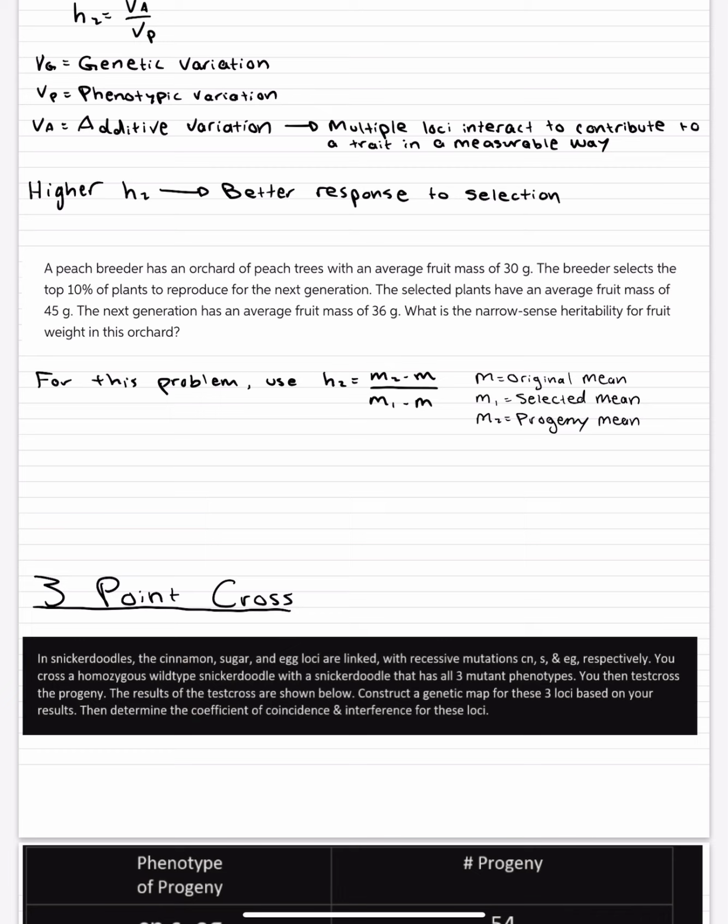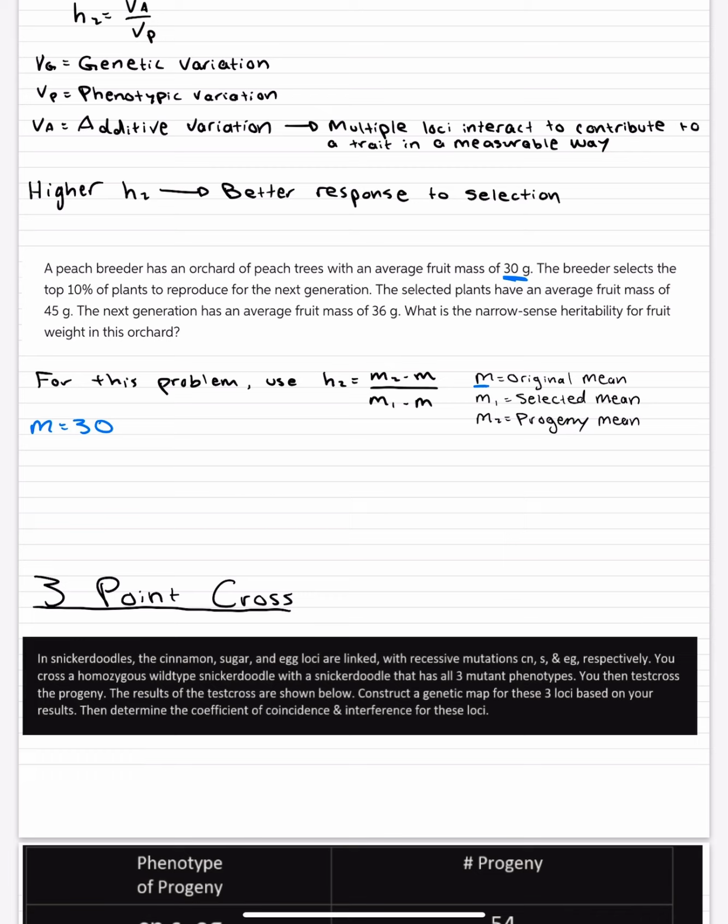So for this problem, we are not directly given VA or VP, so we are going to use the equation little h2, or narrow sense heritability, equals m2 minus m over m1 minus m, where m equals the original mean, m1 equals the selected mean, and m2 is the progeny's mean after the selection has occurred. In this case, we know that a peach breeder has an orchard of peach trees with an average fruit mass of 30 grams. So the original mean, or m, in this case, is 30 grams.